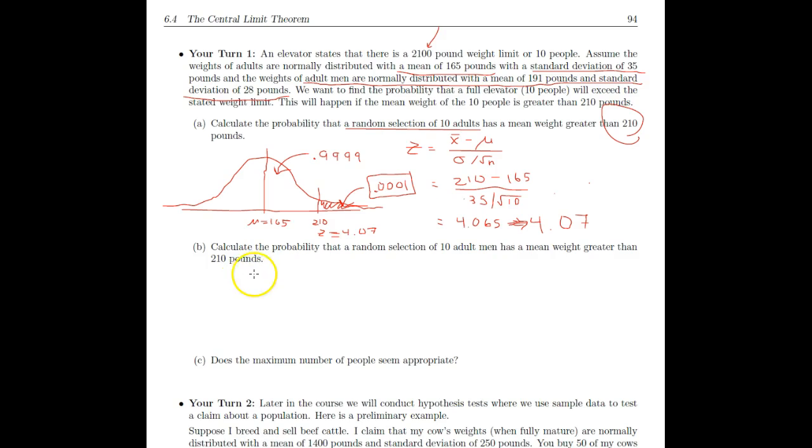Calculate the probability that a random selection of 10 adult men has a mean weight greater than 210. So now we're working with 10 adult men, not just random 10 adults. So let's draw our curve again. Yeah, not the best I've ever drawn. So now our mean is what? It is 191 pounds.